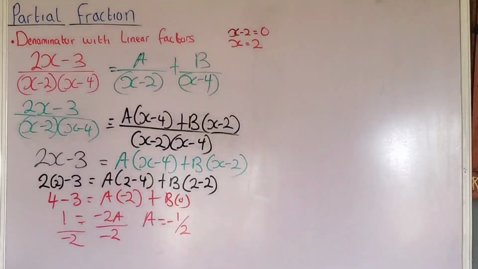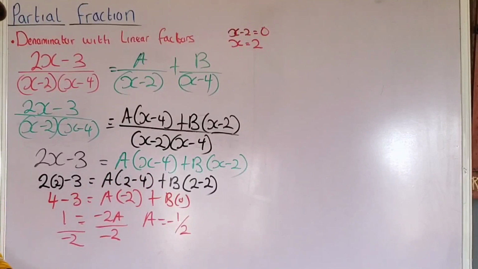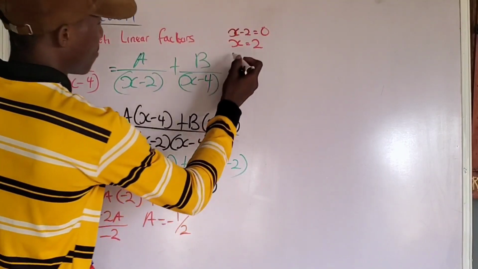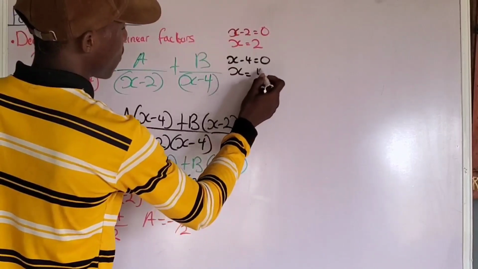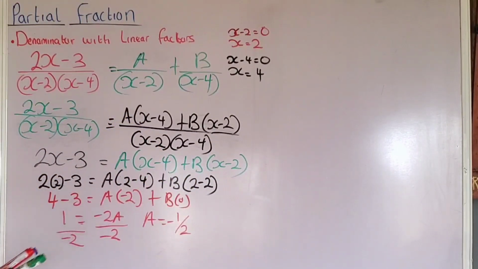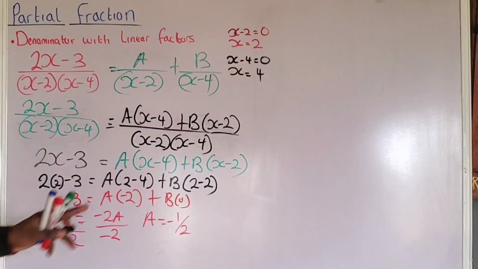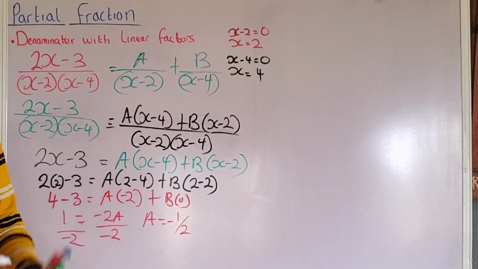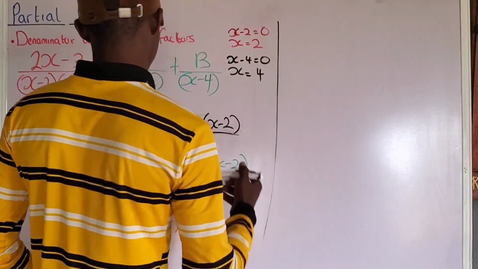Now, how do we get the value of b? To get the value of b, you know that the factor which a is connected to is x minus 4, right? Now, I'm going to set x minus 4 equal to 0 to get the value of x. x is equal to 4. So it is 4 that I'm going to substitute into this equation to get the value of b. Now if you substitute 4 into this equation, a will be equal to 0, and you can easily find the value of b. Do you understand? So replace x as 4.